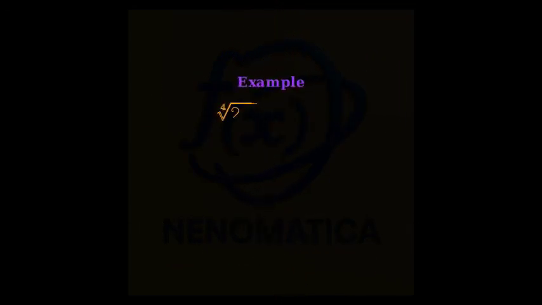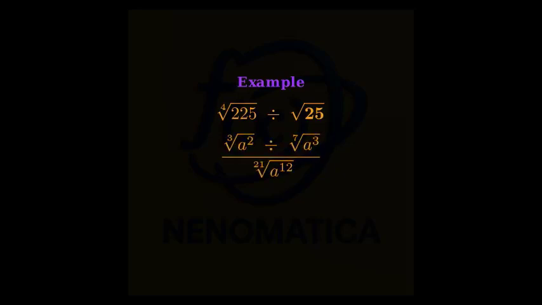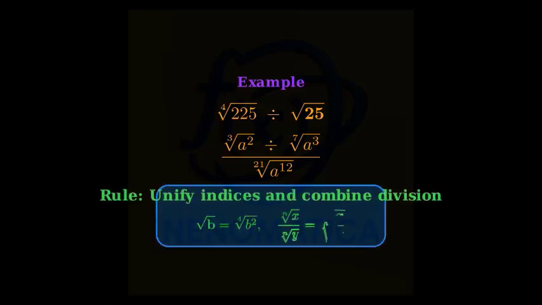Here is our example. First, the fourth root of 225 divided by the square root of 25. Second, cube root of a squared divided by seventh root of a cubed, all over the 21st root of a to the 12th. Rule. When radicals have different indices, we can rewrite to a common index. For example, the square root of b equals the fourth root of b squared. Then division of same index radicals can be combined inside one radical.